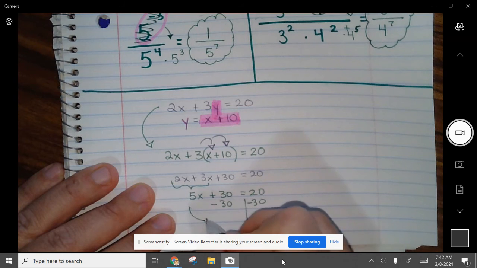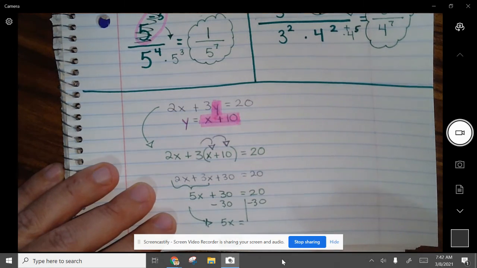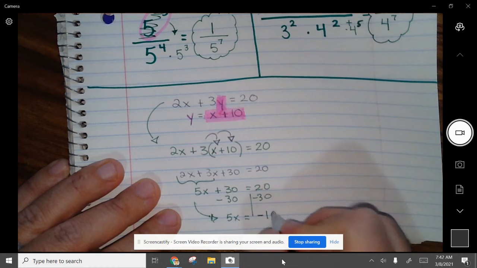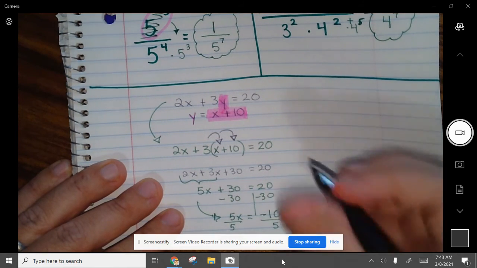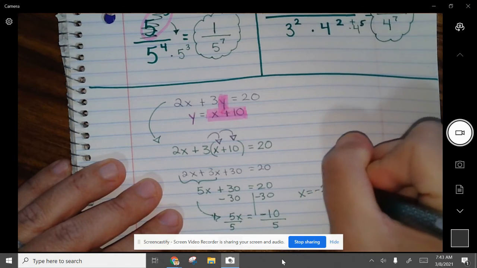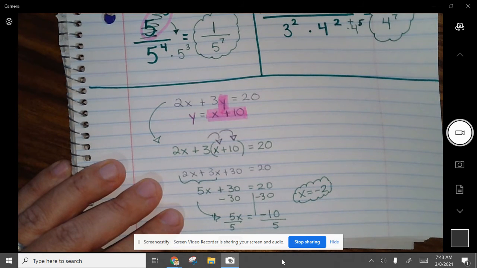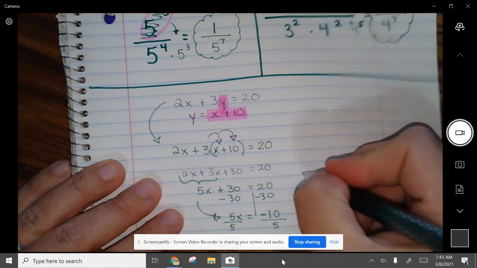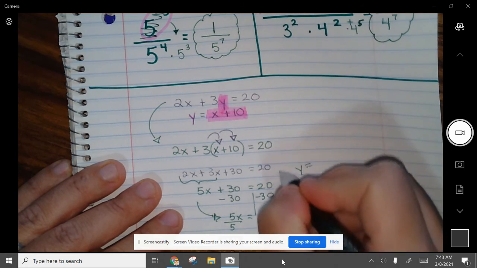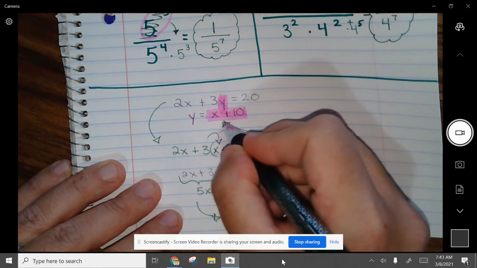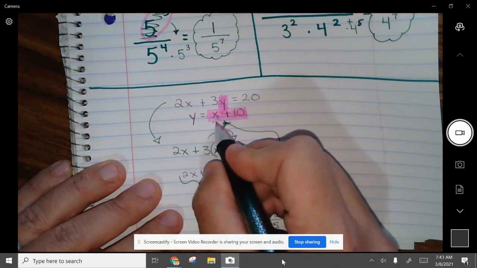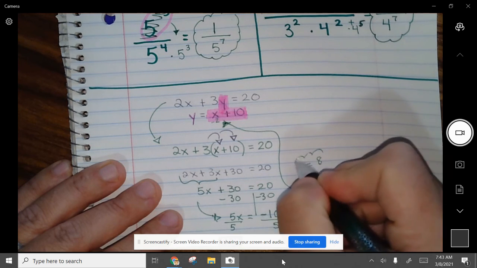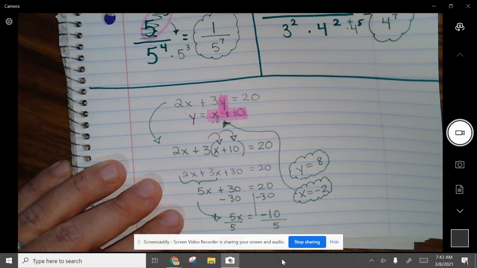Subtract 30. 5x equals negative 10. Divide by 5. X equals negative 2. Okay. If I had to find the y, I would plug it back into right here where x is. And I would put negative 2 plus 10. Negative 2 plus 10 would have been 8. Okay.